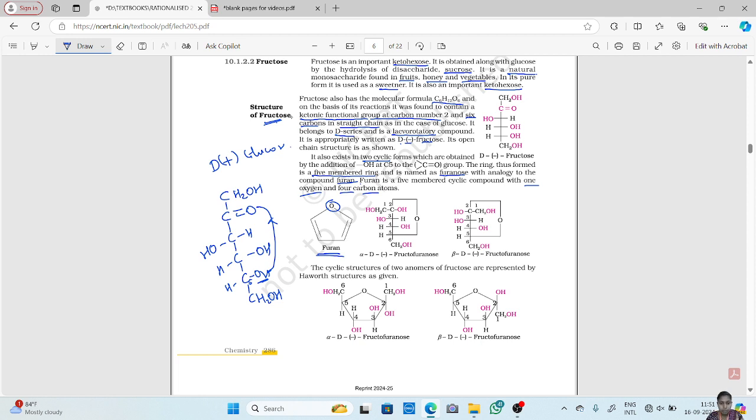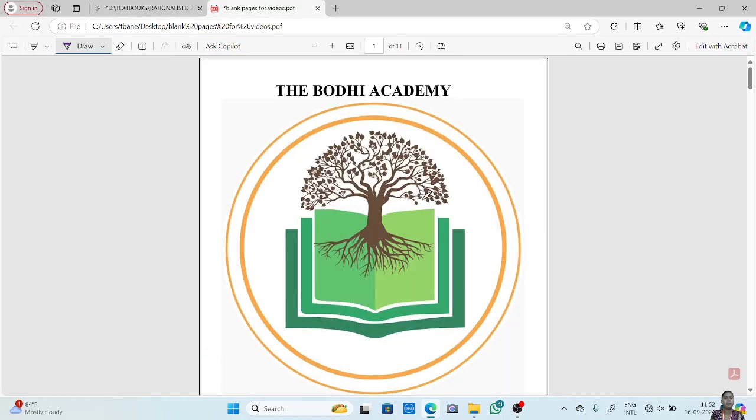Now alpha D fructofuranose, how will you form it? The OH on the 5th carbon will go and bind to the 2nd carbon, because the 2nd carbon has the ketonic group. I'll again show you the structure.